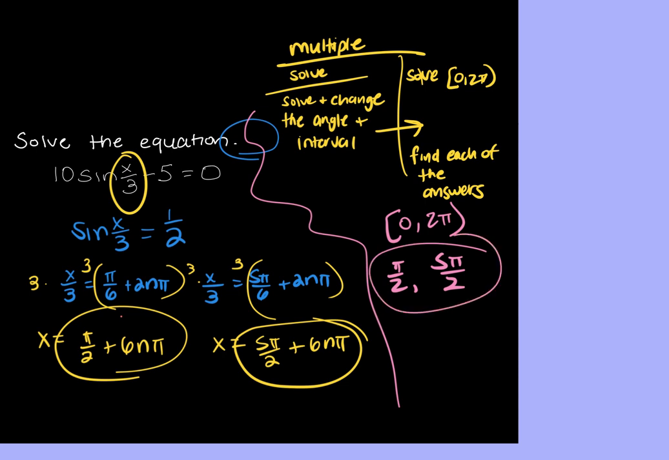But if it said something like pi over 2 plus pi over 3, I'd have to keep adding pi over 3 until I get all the answers within my 0 to 2 pi.